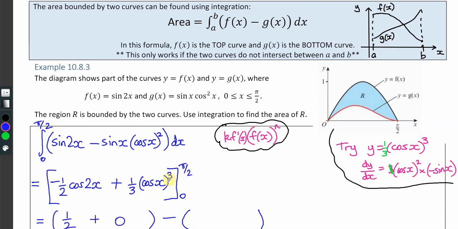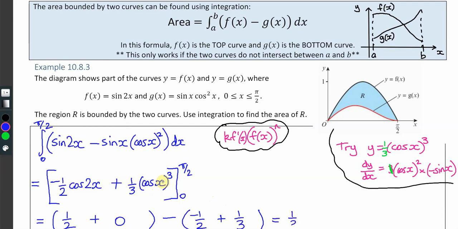Top limit in first. The first term is a half, the second term is 0. Now the bottom limit. Just like in the previous example, don't jump to the conclusion that you will always get 0 when you substitute 0 in. For the first term, cos of 0 is 1. So the first term is minus a half. And again in the second term, cos of 0 is 1. So the second term is 1/3.